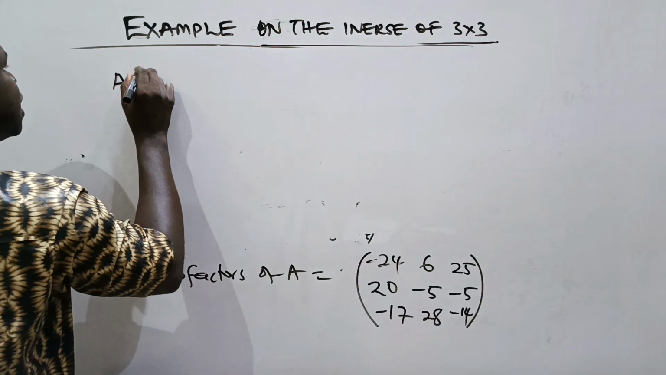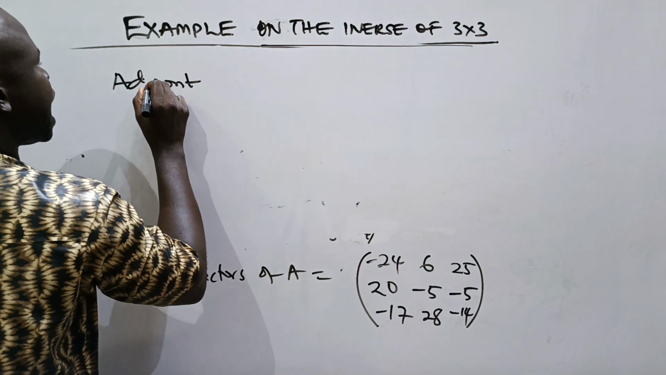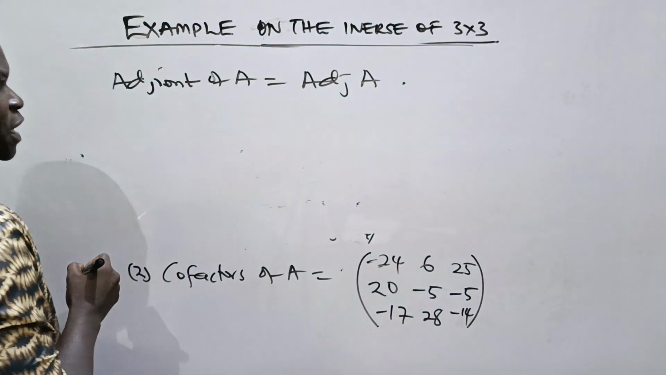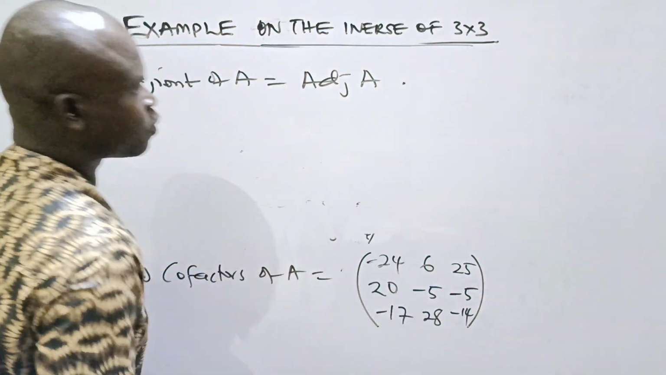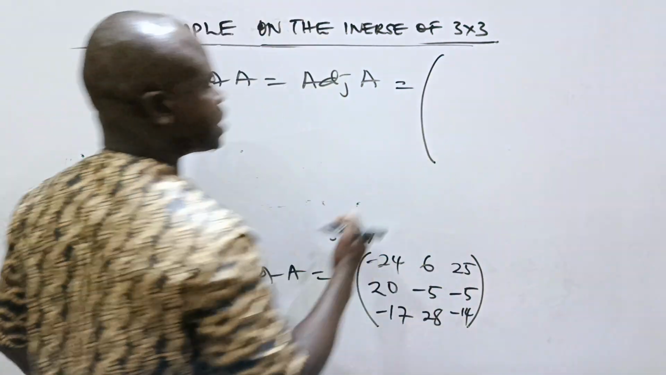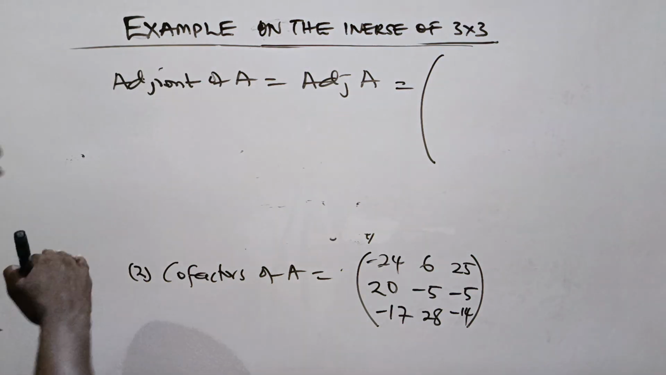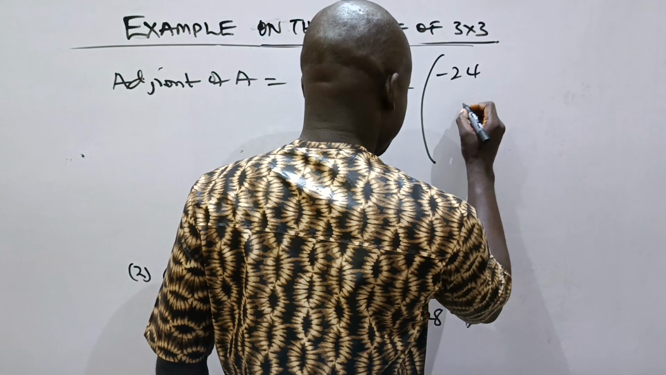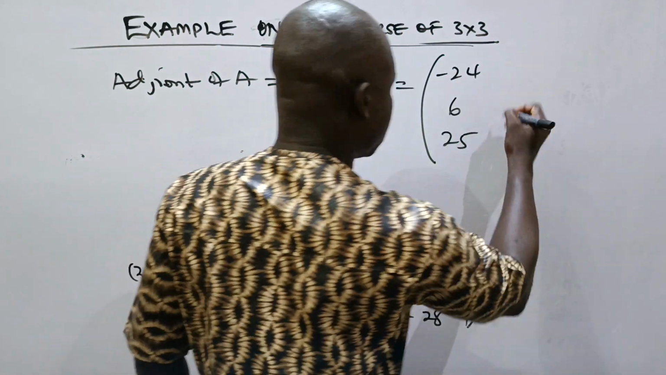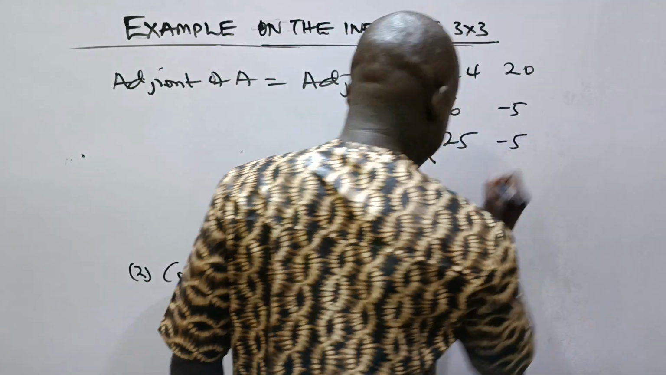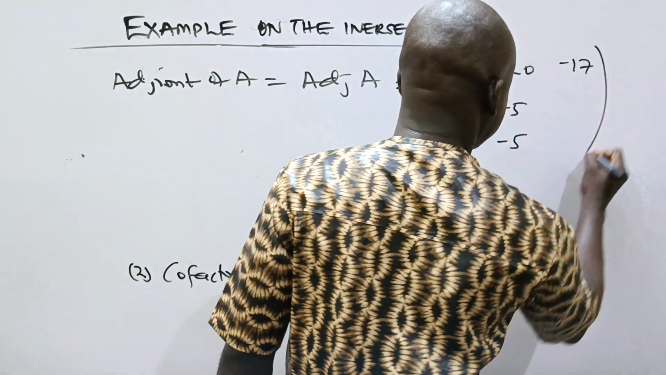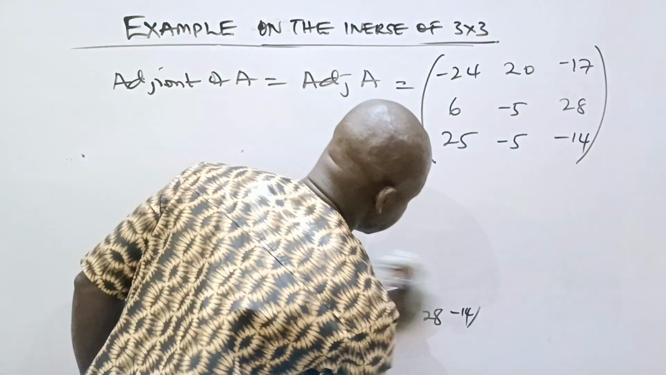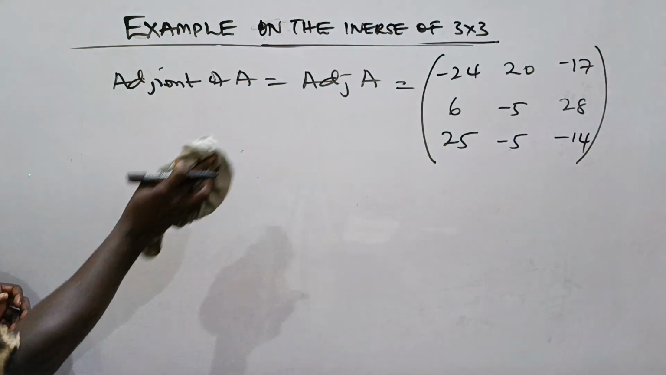And what is the adjoint? The adjoint of A, which we abbreviate as ADJ, simply means when you transpose the cofactor. Transpose of a matrix simply means we change rows to columns. That's the meaning of transpose. That is, I will change the first row to the first column. I will have minus 24, 6, 25. Second row to second column, I will have 20, minus 5, minus 5. Then third row, I have minus 17, 28, minus 14. So that is the adjoint of A. Adjoint simply means we transpose the cofactor.